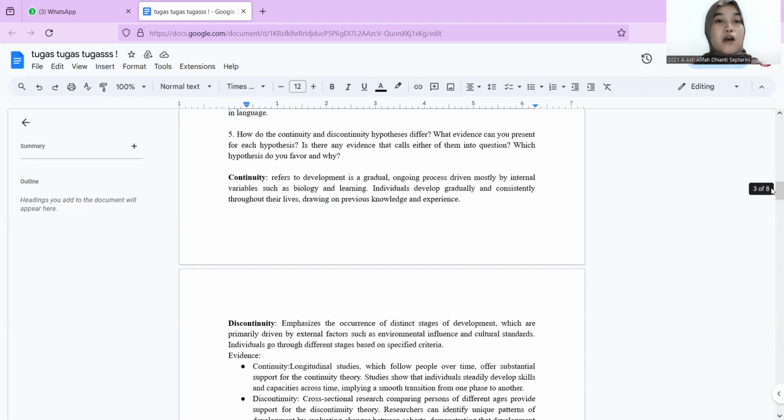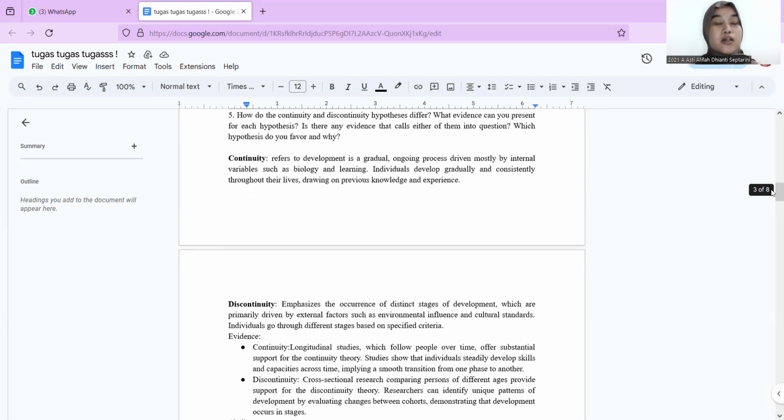Next question, how do continuity and discontinuity hypotheses differ? What evidence can you present for each hypothesis? Is there any evidence that calls either of them into question? Which hypothesis do you favor and why?